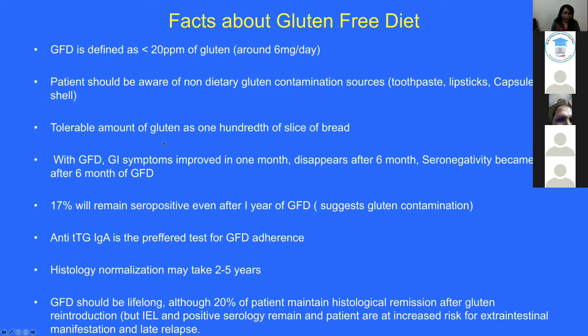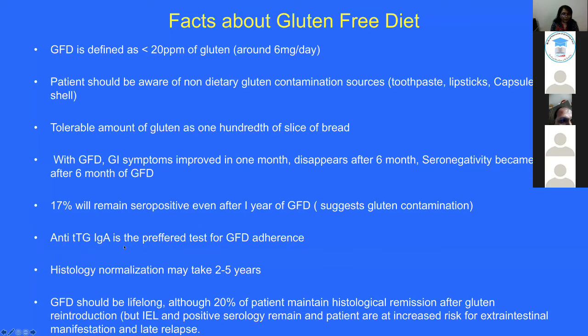What happens with a gluten-free diet? The GI symptoms improve in 1 month. They disappear by 6 months of gluten-free diet. And seronegativity occurs after 6 months. That means after 6 months of responding to a gluten-free diet, the patient can have betterment in symptoms as well as improvement in serology. The histology will remain positive. Even 70% of patients will have positive serology even after 1 year of gluten-free diet.